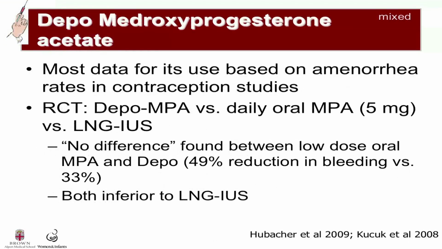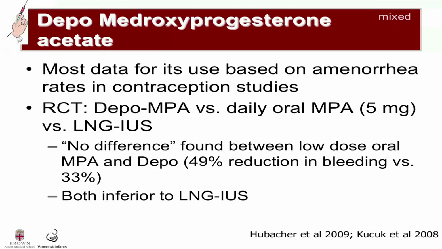Looking at another progestin agent, Depo medroxyprogesterone acetate, most data for its use are based on the amenorrhea rates shown in the contraceptive literature. However, one study published in 2008 looked specifically at treating women with abnormal uterine bleeding in a mixed population, so AUB-E and AUB-O were both involved in the study with Depo-Provera, and they showed no difference between low-dose oral medroxyprogesterone acetate and Depo, and that both were inferior to the levonorgestrel intrauterine system.